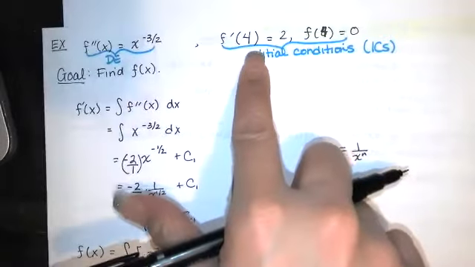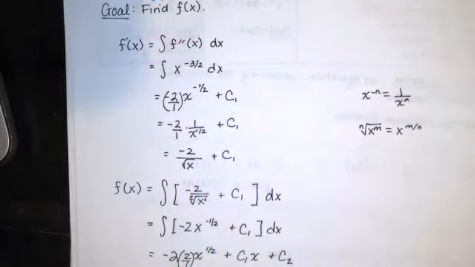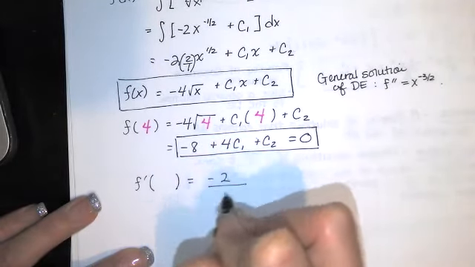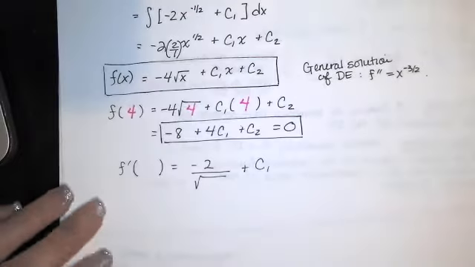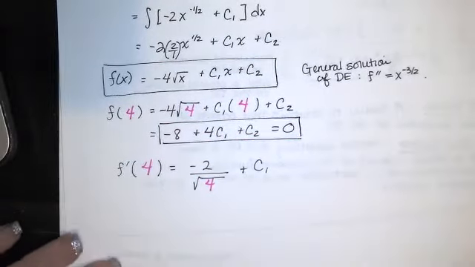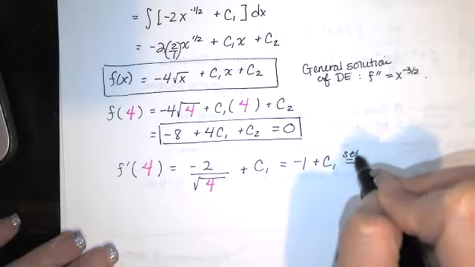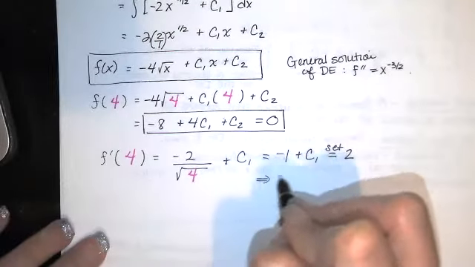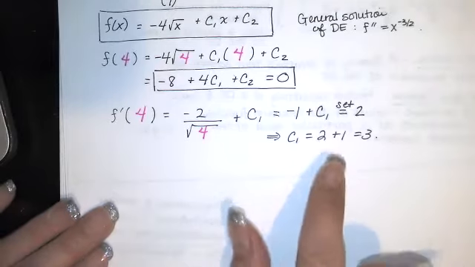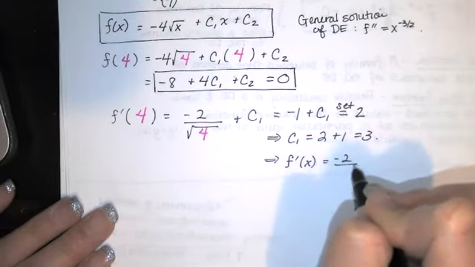We also know that f prime of 4 equals 2. And remember what f prime was. F prime was -2 over the square root of x plus C1. I think this is going to be enough to allow me to find C1. So if I evaluate this at x equals 4, I get this. And -2 divided by 2 is -1. So I've got -1 plus C1, and I'm setting that equal to 2. So now I solve for C1 by adding 1 to both sides, and I find out that C1 has to be 3. Okay, so if C1 equals 3, that means that f prime of x is equal to -2 over square root of x plus 3.